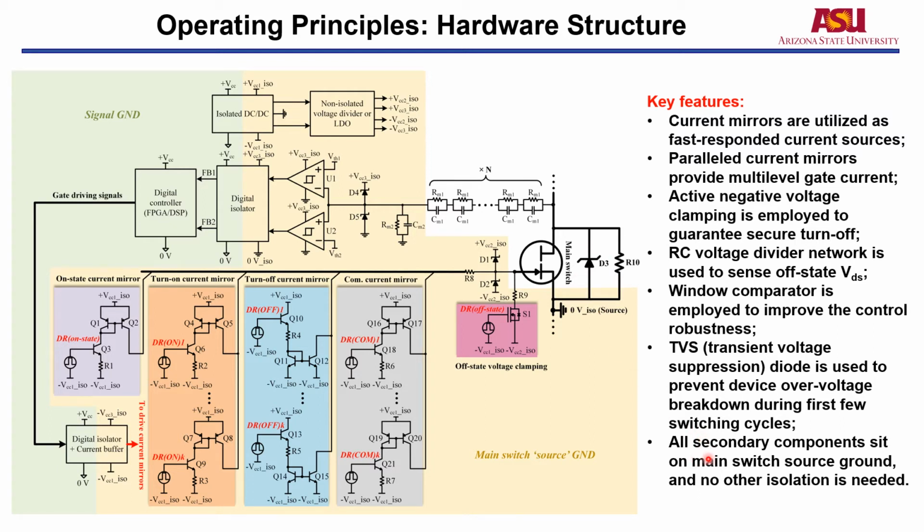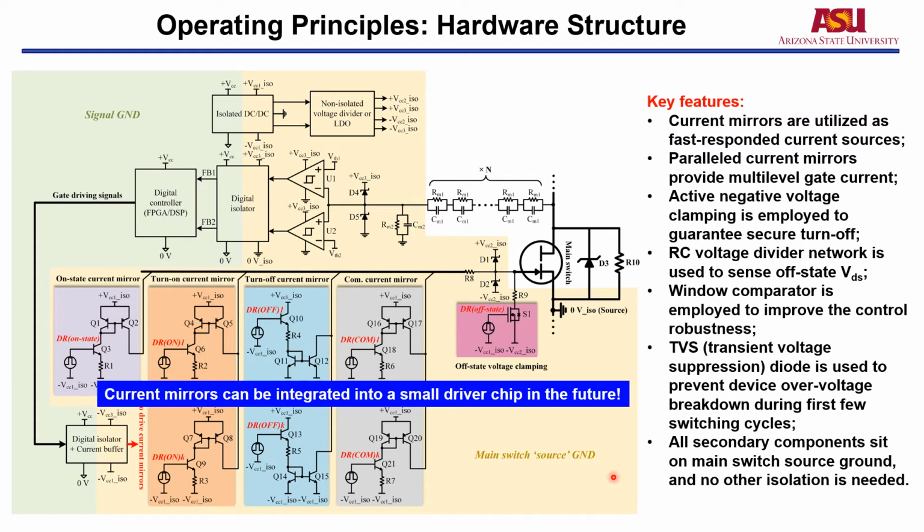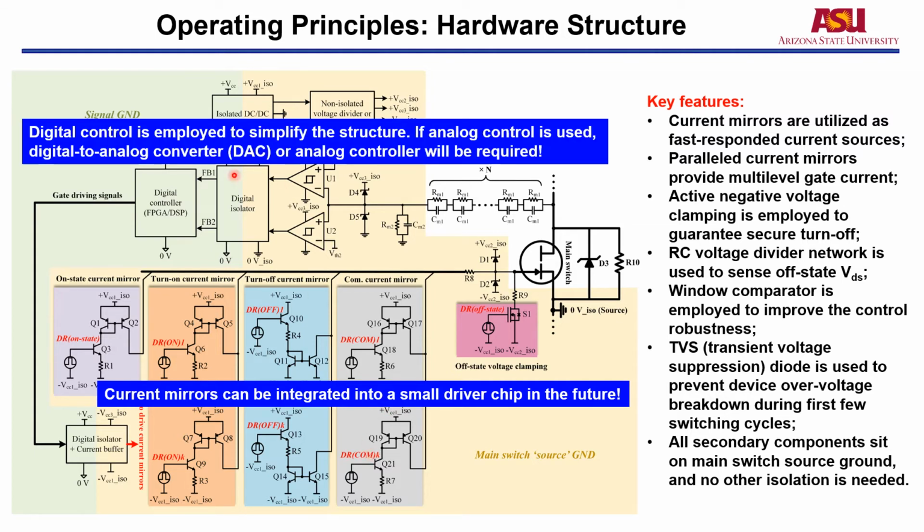Last but not least, all secondary components sit on the main switch source ground, and no other isolation is needed. It should be mentioned here, the current mirrors can be integrated into a small driver chip in the future, which will improve the power density of the whole gate driver. And in this method, we utilize the digital control to simplify the structure. If the analog control is used, the D2A or analog controller will be required.